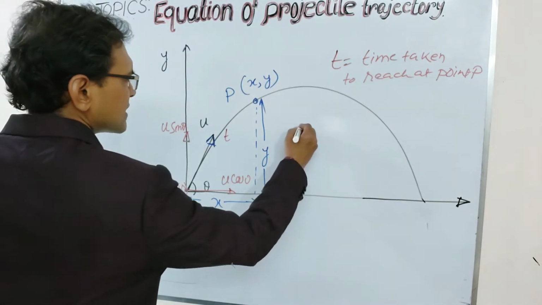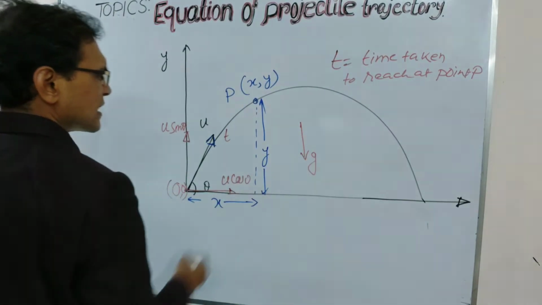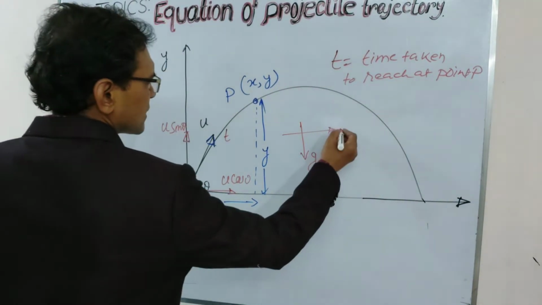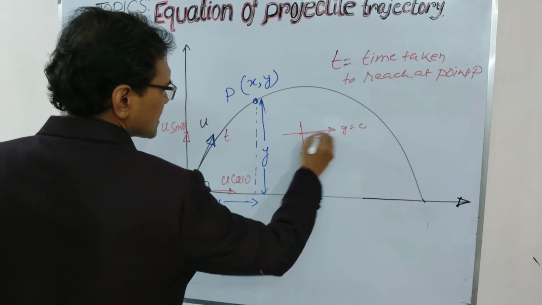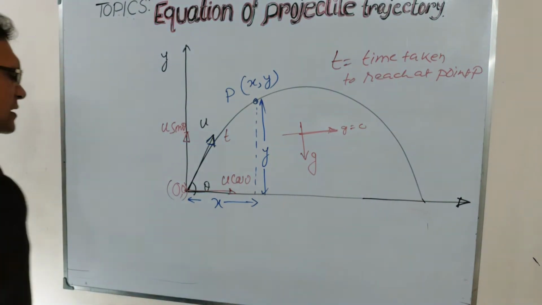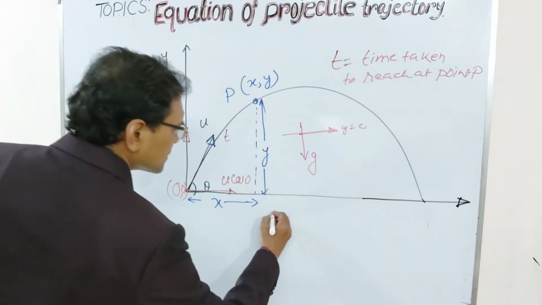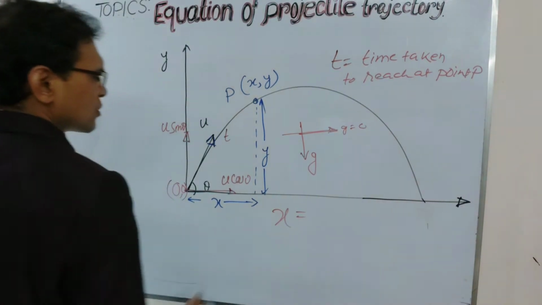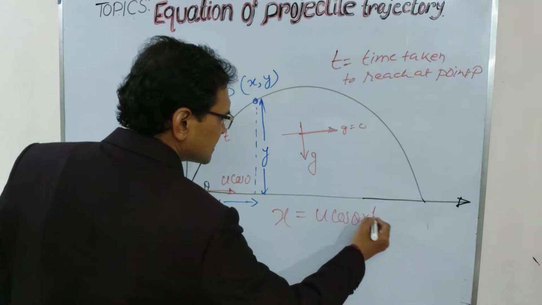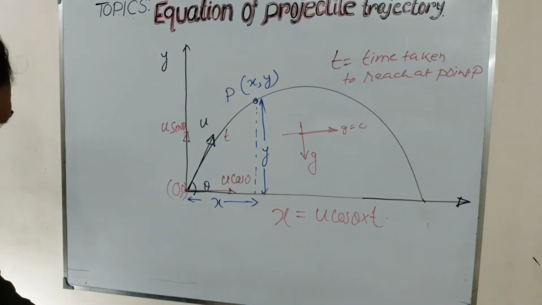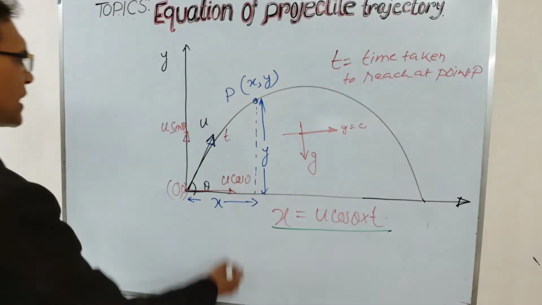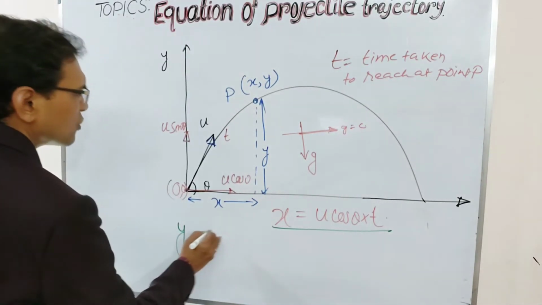Now we know the acceleration due to gravity acts completely vertically downward. There is no component of acceleration along the horizontal direction, so along this direction g equals 0. So we can write x equal to distance equal to uniform velocity u cos theta into time taken t. This is the x coordinate.